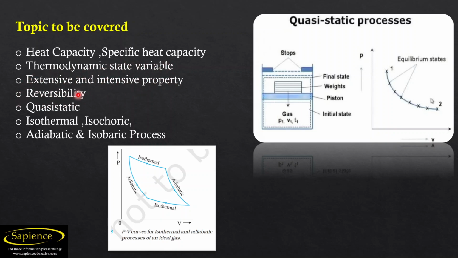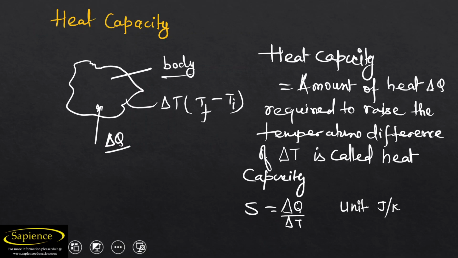Today, I am going to discuss heat capacity, specific heat capacity, thermodynamic state variable, extensive and intensive property, reversibility, quasistatic, isothermal, isochoric, adiabatic, and isobaric process. So, one by one, I will go through all the details. So let us discuss heat capacity.